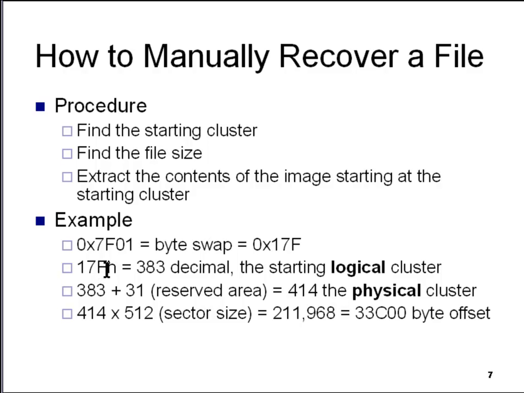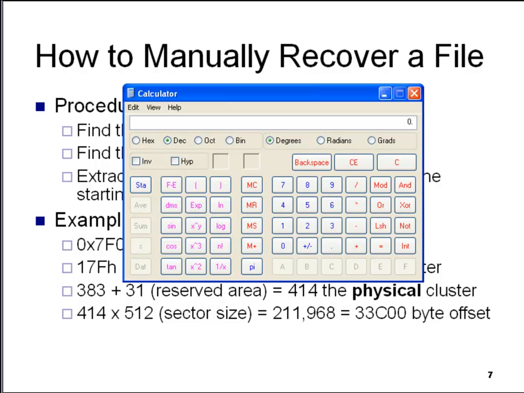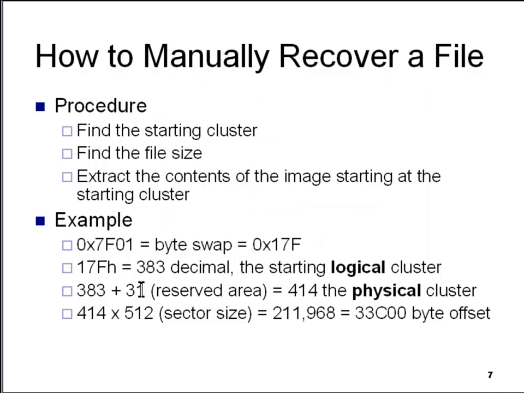And it's 2 in hex, so we're going to need to convert that to decimal. So let's go over here, and this is really silly, because what do you think it's going to be? Hex to decimal is, wow, it's 2. Well, I could have told you that. But just to show you the point, now we need to say the reserved area is 31 sectors, so we need to add 2 to the 31, which is going to give us 33. So that's our physical cluster.